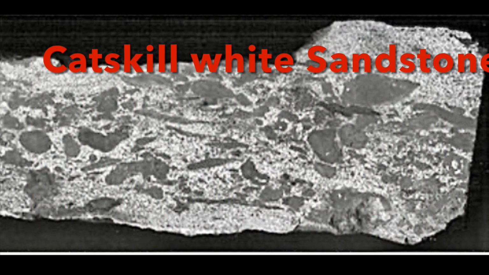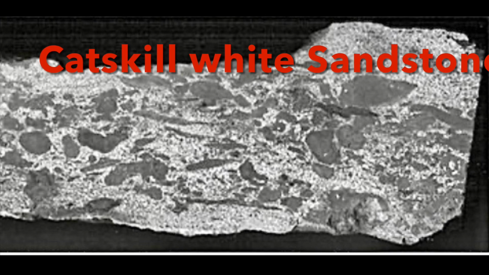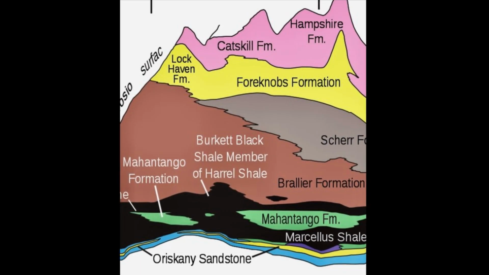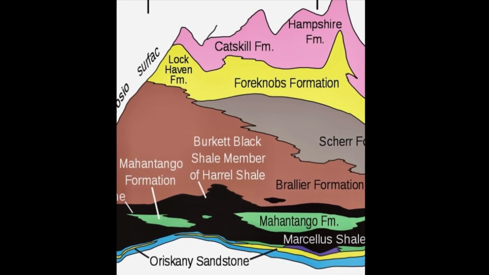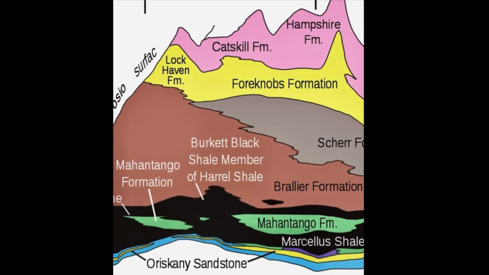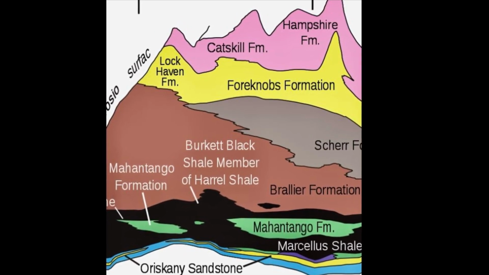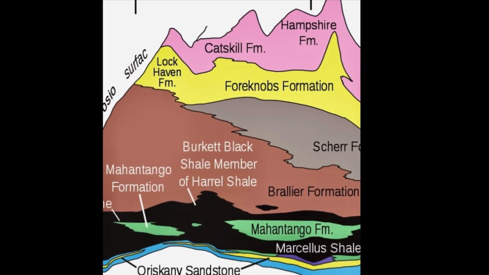And here's some Catskill white sandstone with dark blobs of mud embedded in it. And here's a colorful graphic depiction of what we've just been talking about to kind of show you how the Catskill Delta stacked up.